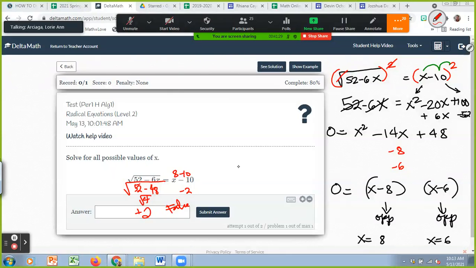That's false, right? Let's try again. What did I plug in there? 8, right? Now let's plug in 6. So 52 minus 6 times 6 is 36. So what is that? The square root of 16, right? Then 6 minus 10 is negative 4. So the square root of that is 4. Why are both coming out to be wrong?